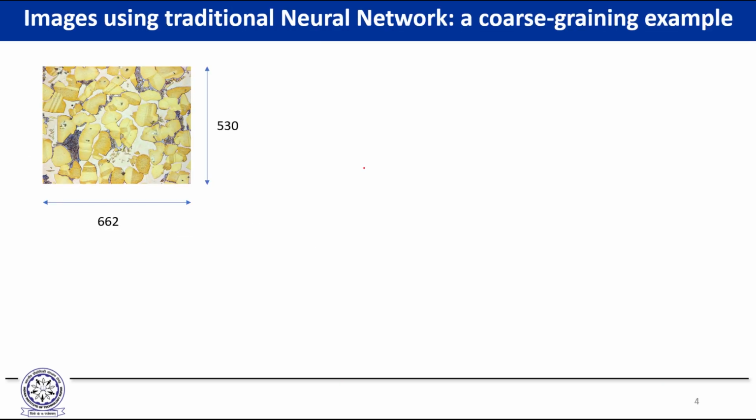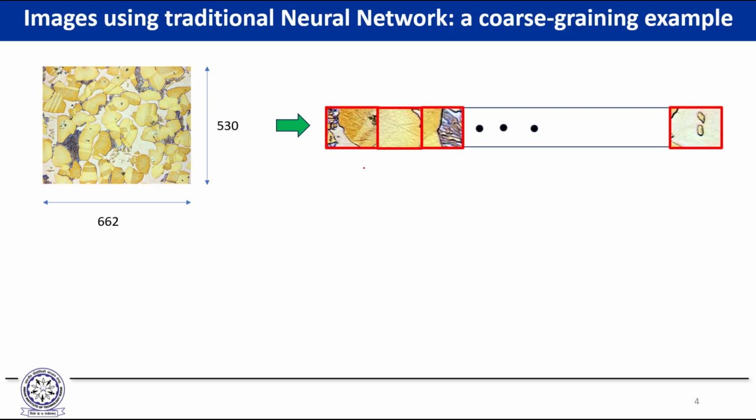Now, if you think in terms of looking at images using traditional neural networks, we can do that with the same image we were just looking at. Essentially, we want to break the image down into different constituent parts. I've laid different segments of the image side by side in order to create what we would call a feature vector in a traditional machine learning or neural network approach.